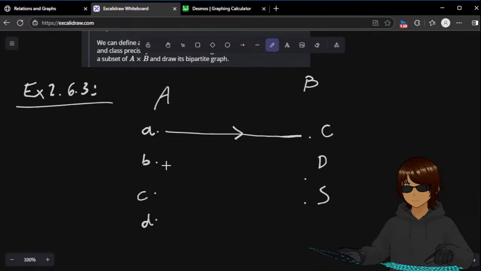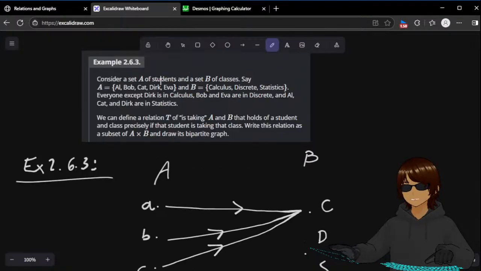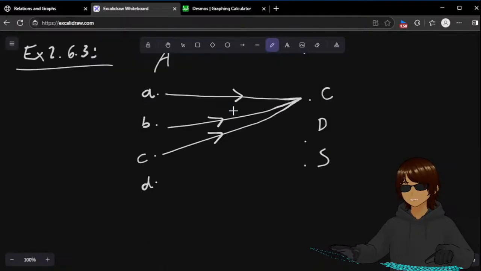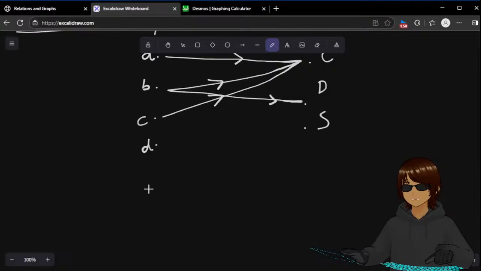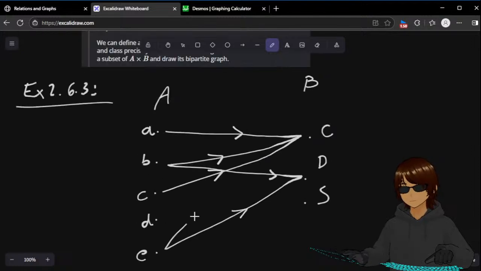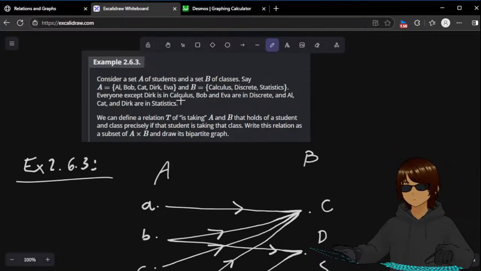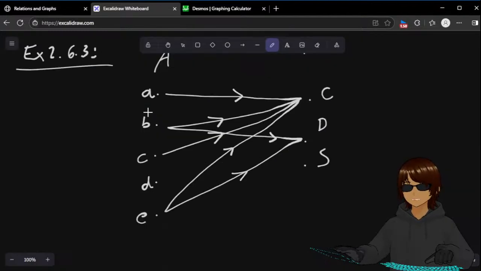We have this, this, this. Bob and Eva are in discrete. Bob. Did I miss Eva? A, B, C, D, E, yeah. Bob and Eva are in discrete. Eva is also in calculus. Al, Kat, and Dirk are in statistics.